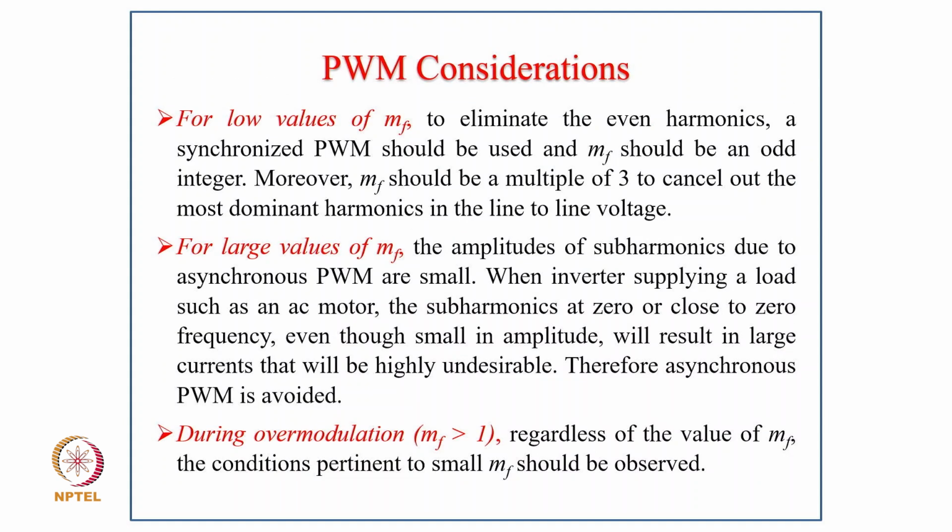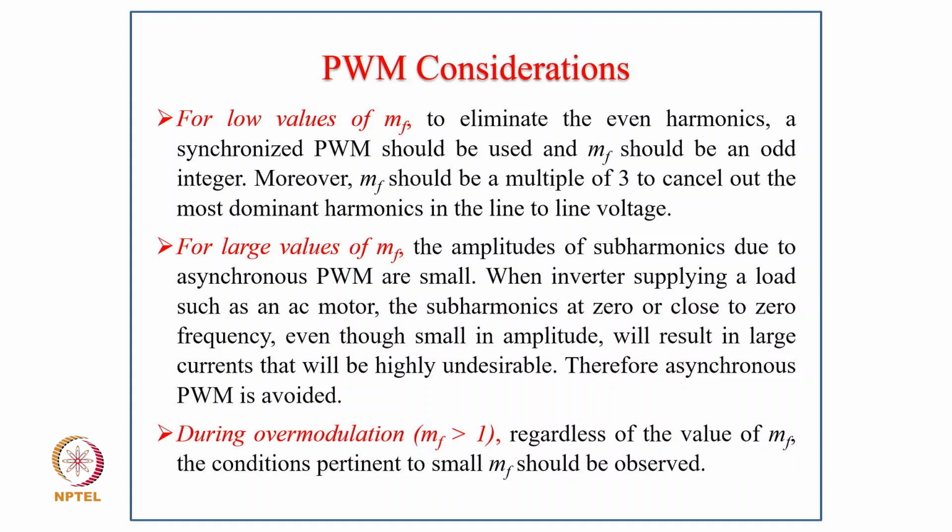Now coming to the considerations for a low value of MF. To eliminate the even harmonics, a synchronized PWM should be used, and MF should be an odd integer. Moreover, MF should be a multiple of 3 to cancel out the most dominant harmonics in the line to line voltage. For large values of MF, the amplitudes of some harmonics due to asynchronous PWM are small. When the inverter supplies a load such as an AC motor, the subharmonics at 0 or close to 0 frequency, even though small in magnitude, will result in a large current that is highly undesirable. Therefore, asynchronous PWM is avoided.